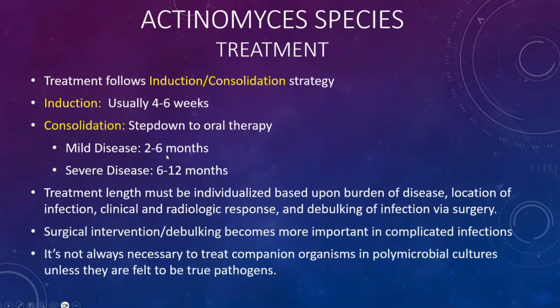Induction treatment for actinomyces is usually 4 to 6 weeks, followed by consolidation therapy with step down to oral. Mild disease can be treated for anywhere from 2 to 6 months. Severe disease may require up to 12 months to respond, and treatment length should be individualized. Surgical intervention or debulking may play a role in complicated infections, and it's not always necessary to treat companion organisms in polymicrobial cultures unless they're felt to be true pathogens.